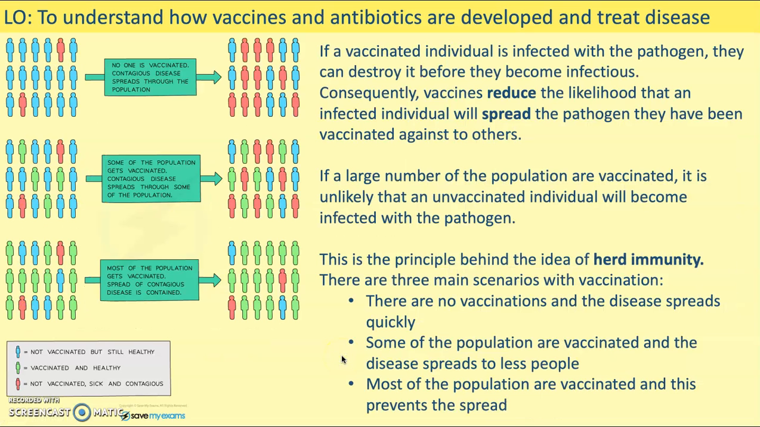If we look here at herd immunity, if a vaccinated individual is infected with the pathogen, they can destroy it before they become infectious, so before they are able to pass on that infection to someone else. Consequently, vaccines reduce the likelihood that an individual will spread the pathogen that they have been vaccinated against to other people. If a large number of the population are vaccinated, it's unlikely that someone who's unvaccinated will become infected with the pathogen because it can't be easily passed through the population. This is the principle behind the idea of herd immunity.